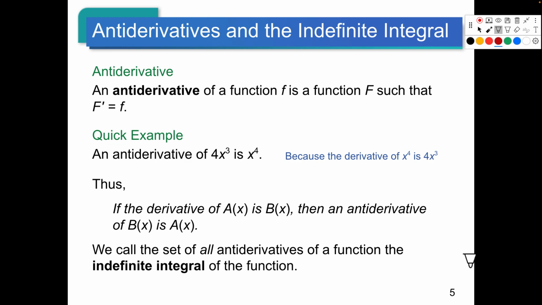So they call it an antiderivative of a function. Little f is a function, big F is such that the derivative of big F is little f. So basically they're saying we're starting with the derivative function, little f, and we want to get back to the function big F, because big F, if you take its derivative, you've got little f. So little f is the derivative function.